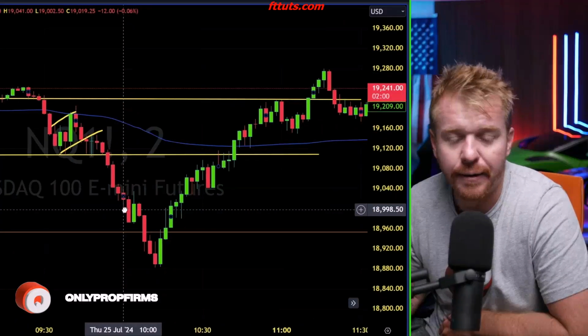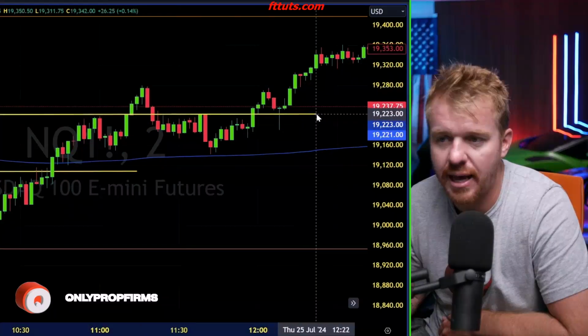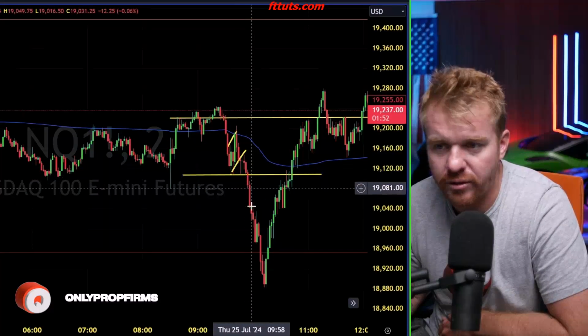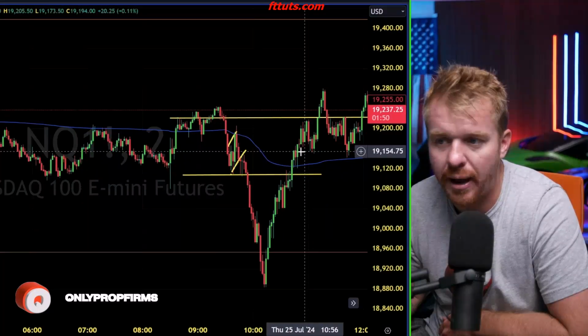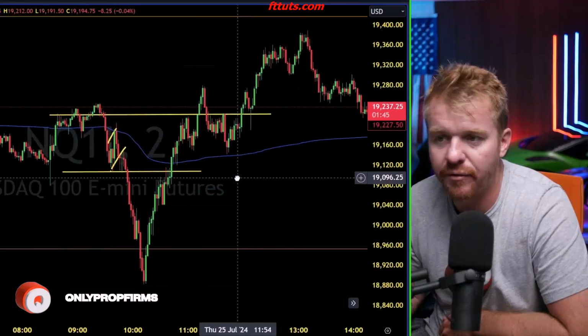Beautiful. But who would have thought? Maybe later on in the day, this level is going to be important once again, right? Why? Well, even though we broke to the downside there at open, guess what? Now we're back in the middle of that range here at 11 o'clock, and we're back above the VWAP.